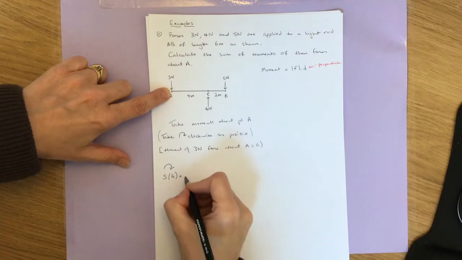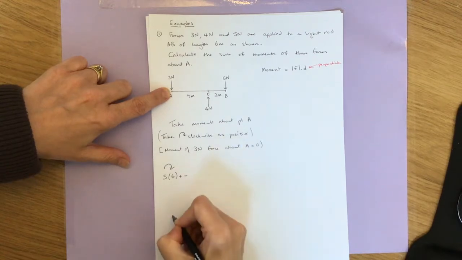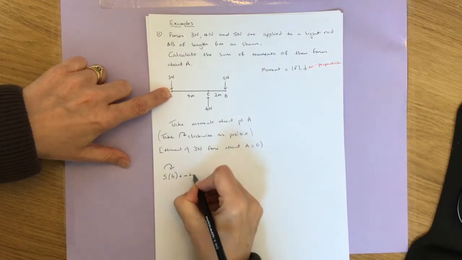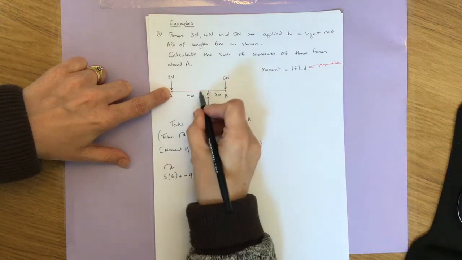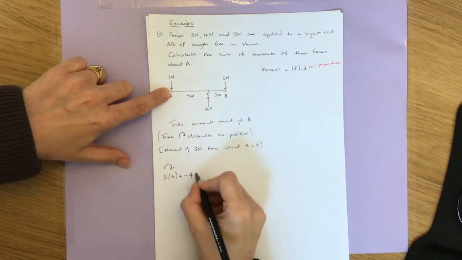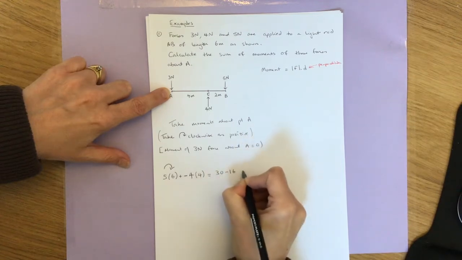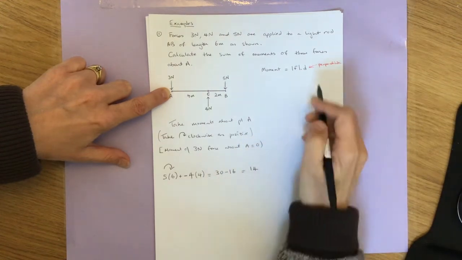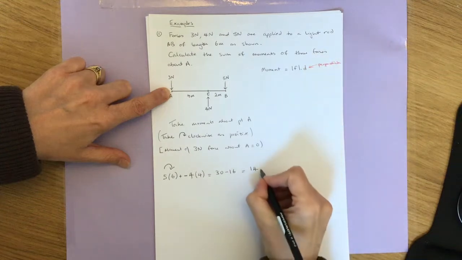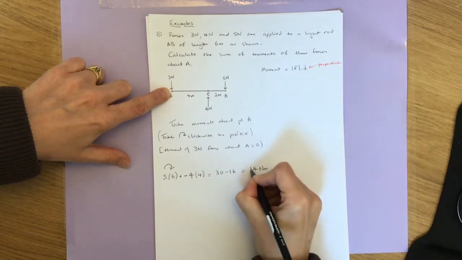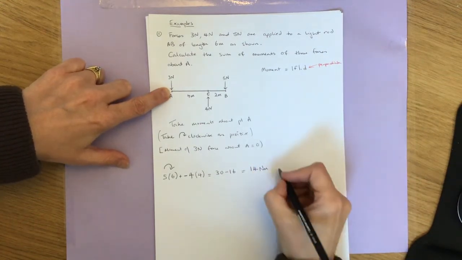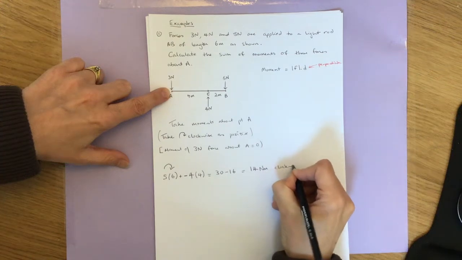So actually here, this is now going to be in the negative direction, and it's going to be this 4 times this perpendicular distance. So that's going to give me 30 minus 16, which is 14 newton meters. So that's our units for moments, 14 newton meters, and that's going to be clockwise because it's positive.